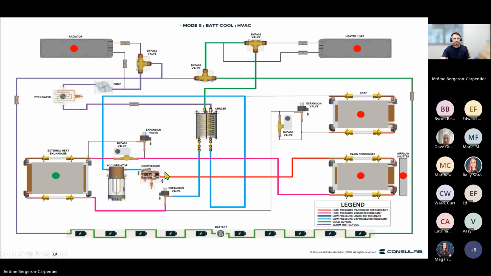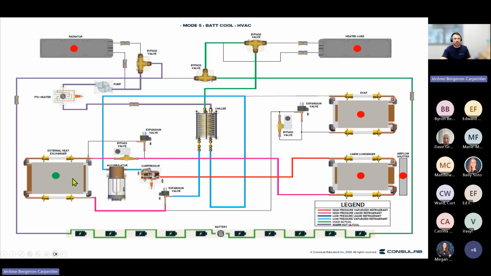So in that case, we're going to have the compressor compressing hot vapor. We don't want to have any heat inside the cabin. We just want to cool down the battery. So in that case, we're not going to have any airflow, and the airflow shutter is going to be closed. So we are not condensing anything. It's just a long pipe. We're going to bypass that expansion valve.